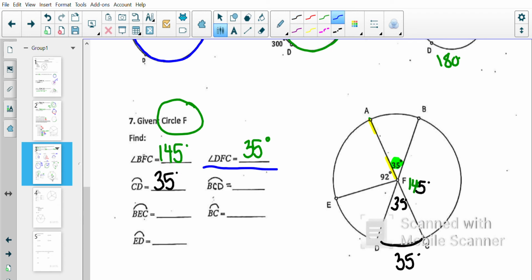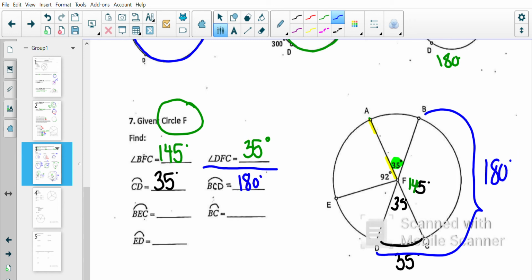And now we want to find arc BCD. So now we're talking about a major arc because it has 3 letters in it. So B to C to D. Well, there's our semicircle again. So we know that's 180 degrees.